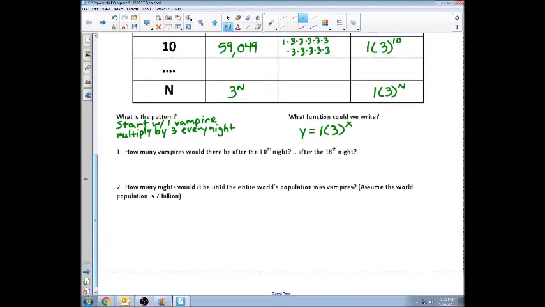How many vampires would there be after the 10th night? Well, we already figured out the 10th night. The 10th night would have been equal to 59,049. So there would be about 59,000 vampires. Now it wants to know how many vampires after the 18th night. Well, how can I set that up? Remember, it's always 1 times 3 raised to some x, which in this case would be the 18th. If I have 1 times 3 to the 18th, I would end up with 387,420,489.